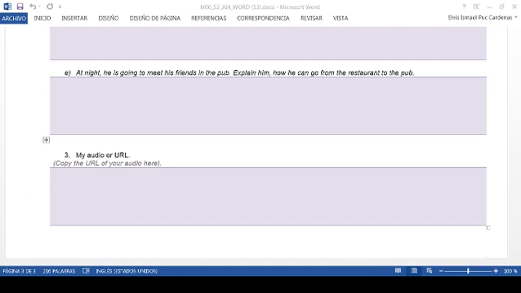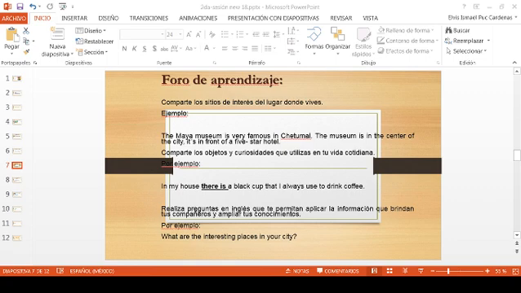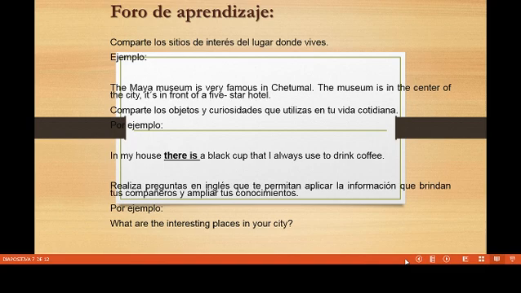Okay, let's continue with the forum. Learning forum. In the learning forum, you are going to share with your classmates the places that are interesting in the city or the town that you live in.